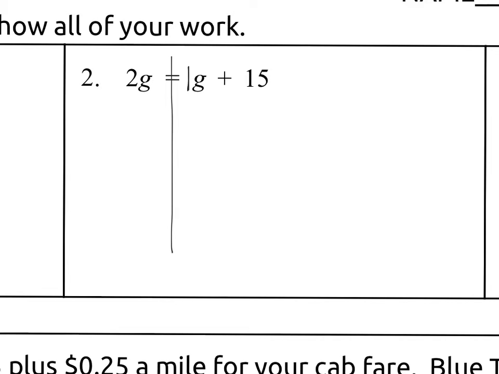I like the idea of subtracting 1g from both sides because it makes this nice and short and sweet. 2g minus 1g is 1g equals 15. And many of you know 1g is the same thing as just g. So now you've solved it in just one move. G equals 15.